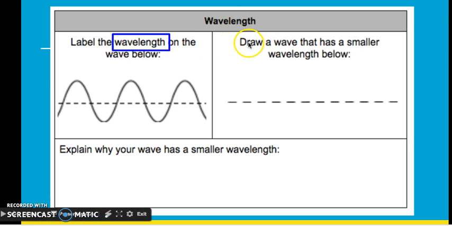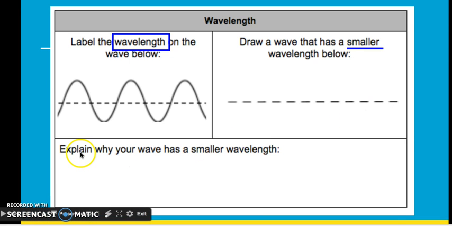Okay, students, next, over here, you're going to draw a wave that has a smaller wavelength. Okay, so you're going to draw a new wave, but this time your wavelength has to be smaller. Okay, so draw that in now and press play when you're ready to go on.